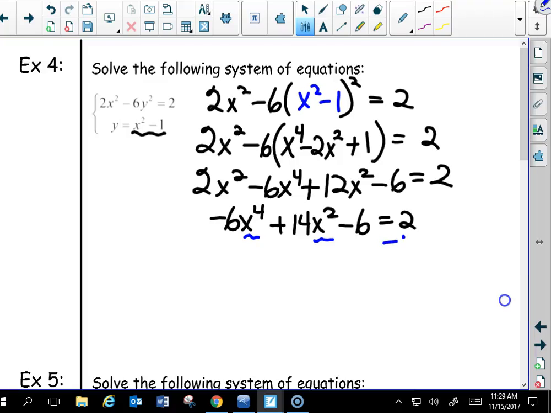I'm going to get a 0 on one side. So I'm saying I'm going to try to factor it, and to do that, I need a 0 on one side. So from that, I get a negative 6x to the fourth minus 8 equals 0. I'm going to factor it.